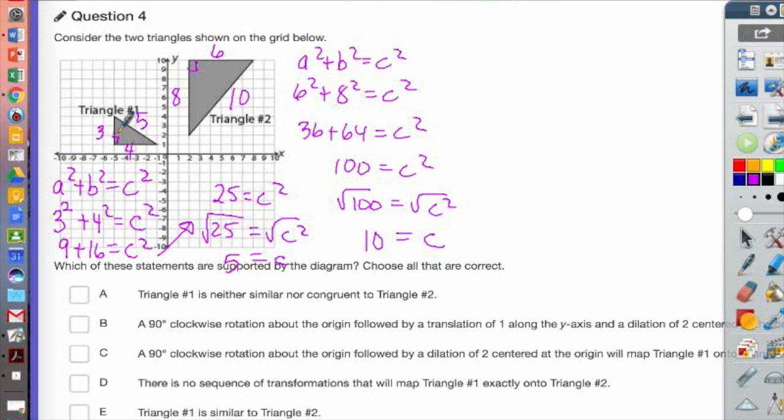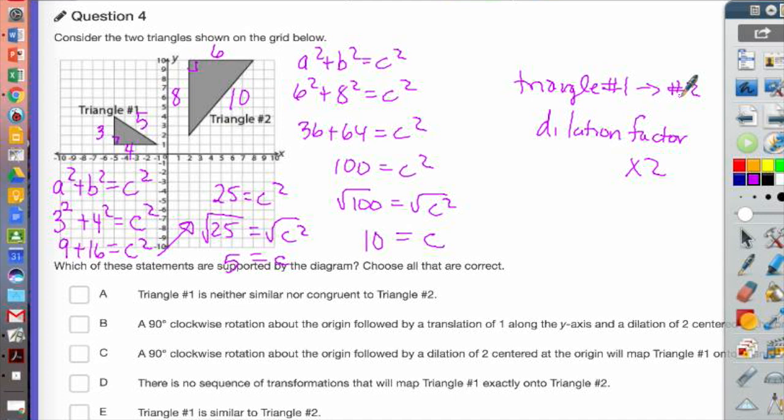Now we can see that this triangle is related to that triangle by a dilation factor of times 2. So triangle number 1 to number 2 is going to have a dilation factor times 2. It's important to name from what triangle we're going to the other triangle. Let's look at these questions. Triangle 1 is neither similar nor congruent to triangle number 2. Well, we know that that's not true.